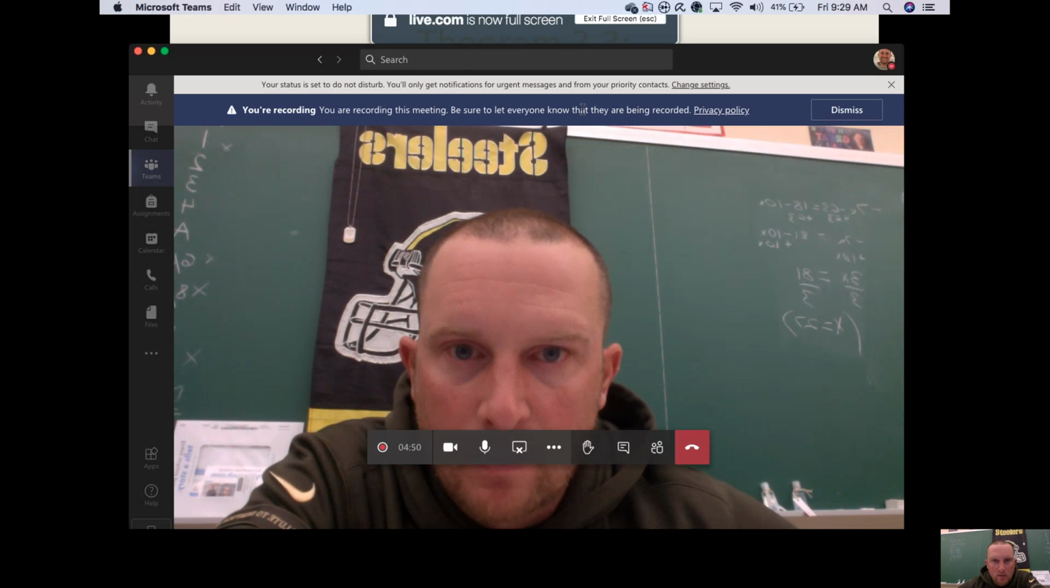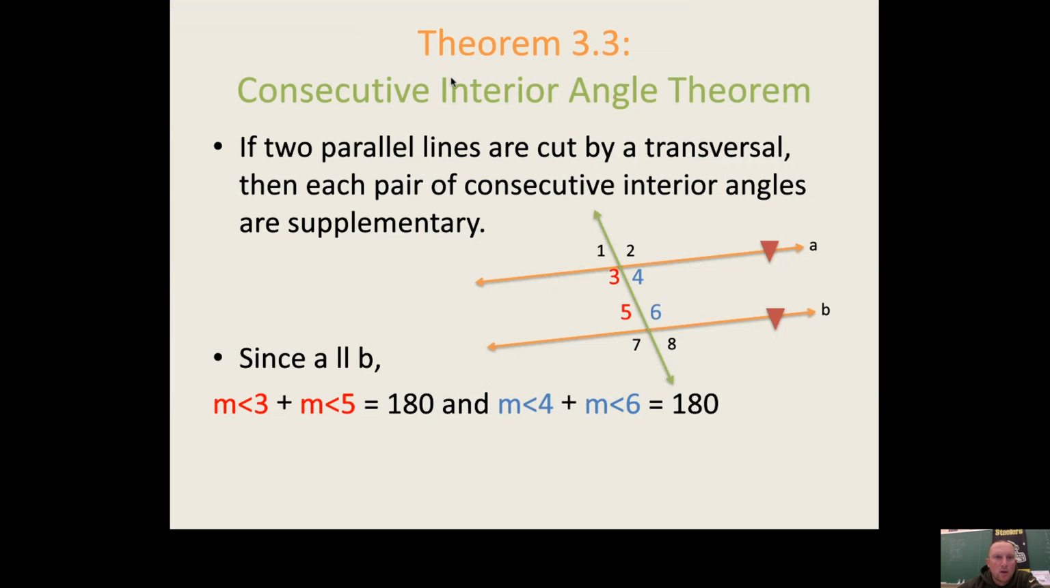Theorem 3.3. Theorem 3.3 is the consecutive interior angle theorem. It talks about the relationship that the consecutive interior angles are going to have when the lines are parallel. When they're parallel, your consecutive interior angles are not going to be the same because one's acute and one's obtuse. They can't be the same. But the relationship that they have is they add up to 180. They're supplementary.